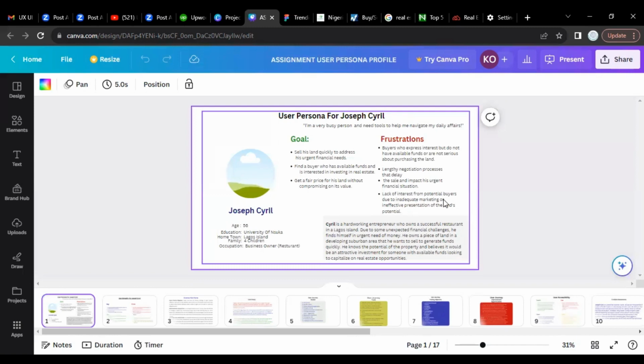Then there's lack of interest from potential buyers due to inadequate marketing or ineffective presentation of the land's potential, which is basically what we'll be addressing using the app. Here it talks about the person. He's a hardworking entrepreneur who owns a successful restaurant in Lagos Island. Due to unexpected financial challenges, he wants to sell the land. That's what this entails.